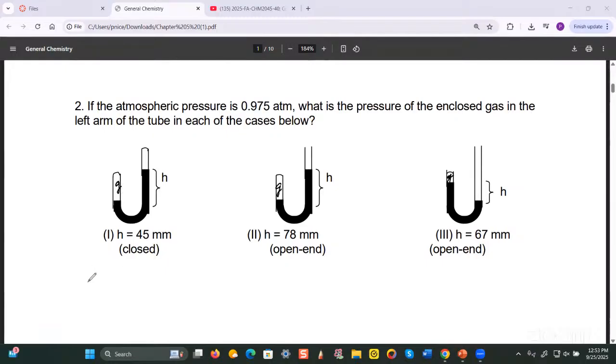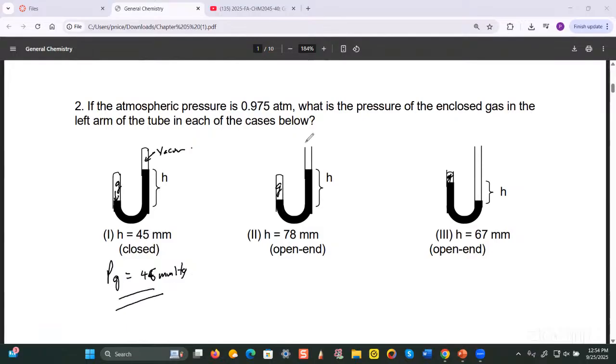Now let's look at the first instance. We have the gas trapped here, and assuming that this is mercury, then this will be a vacuum. What does that mean? That means that the h value here, the height difference between the two mercury levels on either side, will be equal to the pressure exerted by the gas. So all we have to say here is that the pressure of the gas is equal to 45 millimeters mercury. Because the gas is exerting its pressure and pushing the mercury up here, there is no gas here. Therefore, the pressure of the gas would be the difference between the mercury levels in millimeters mercury. So that would be the answer for this one.